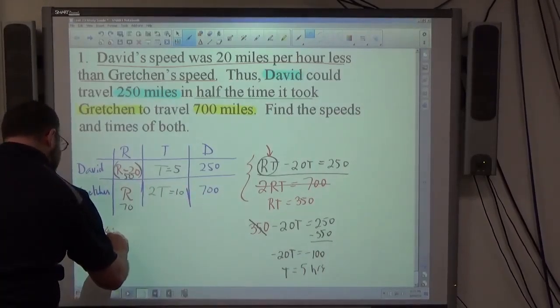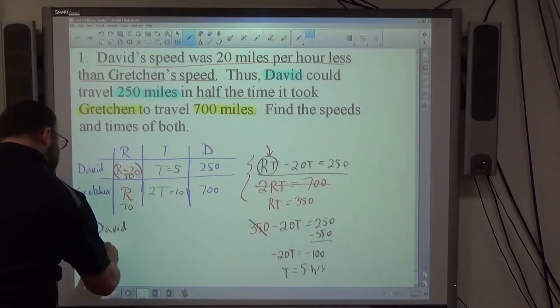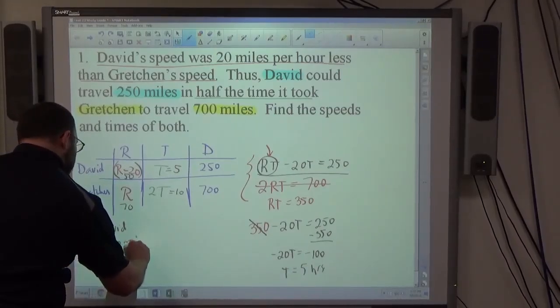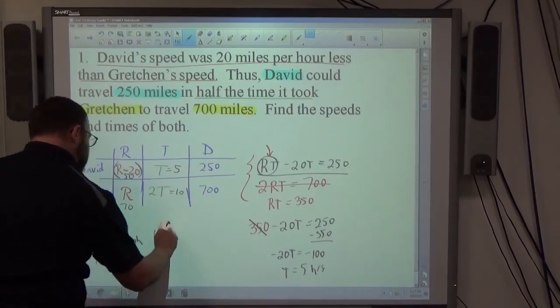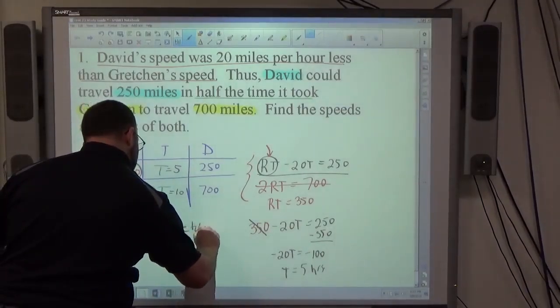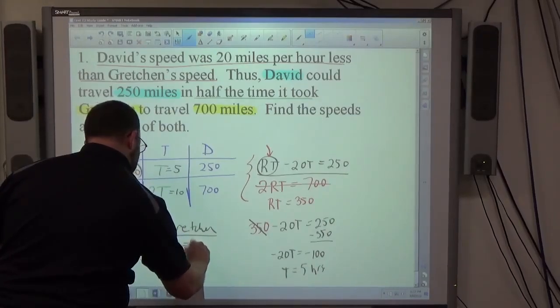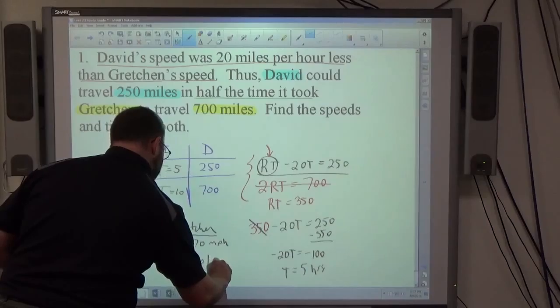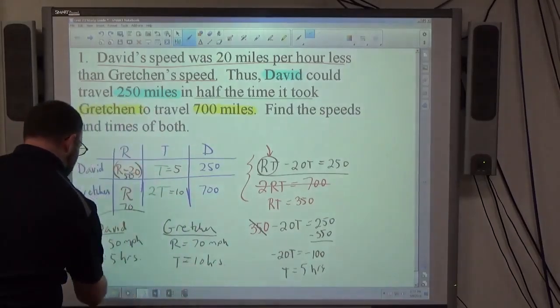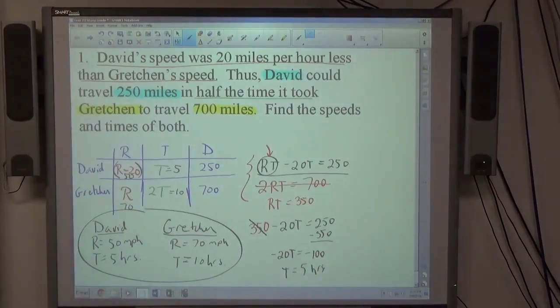So David, R equals 50 miles per hour. Time equals 5 hours. Gretchen, rate equals 70 miles per hour. Time equals 10 hours. And just like that, we have our answers to the problem.